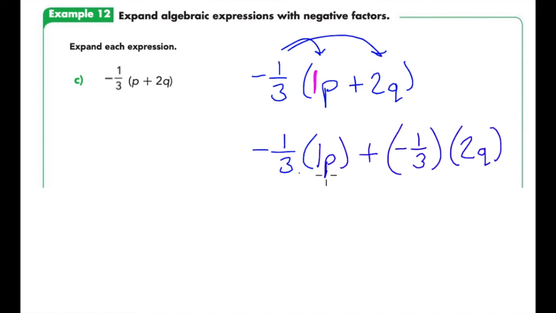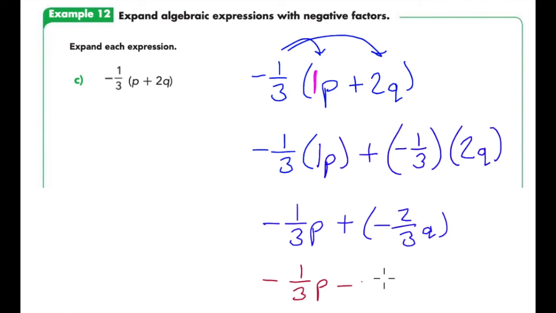So anything times 1 equals itself. So when we multiply a negative third by 1, it's a negative times a positive. So that'll give us a negative 1/3 p plus, now we have a negative times a positive again, which is going to give us a negative, and that would be 2/3 q once we multiply. And I'm just going to finish this by rewriting it as subtraction, just to get rid of those parentheses at the end. So I'm going to rewrite this as a negative 1/3 p minus 2/3 q.